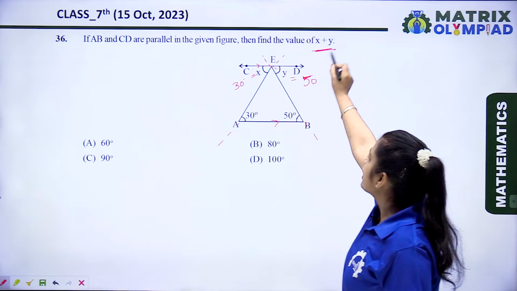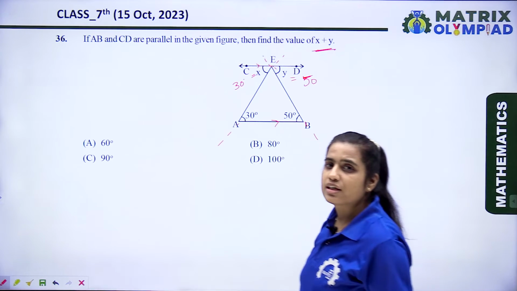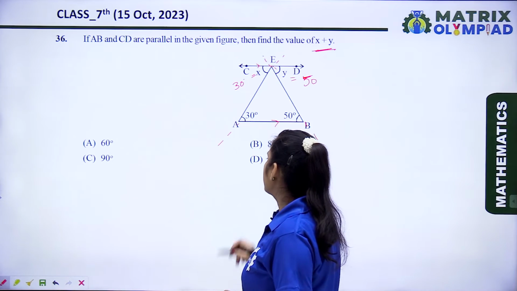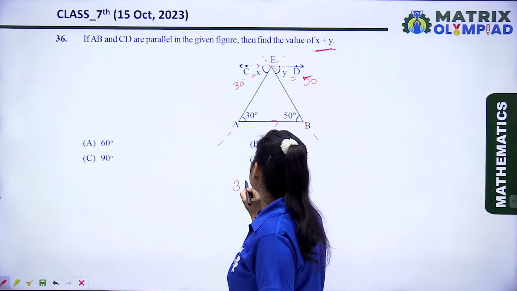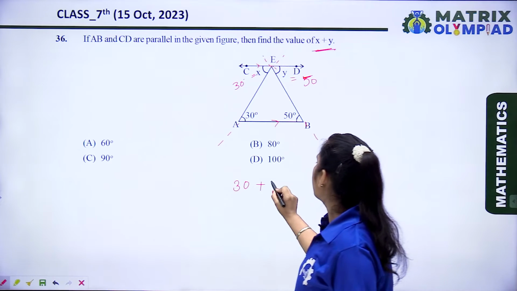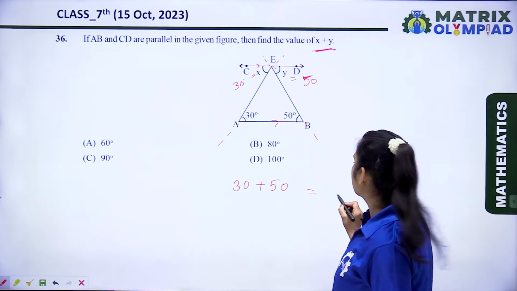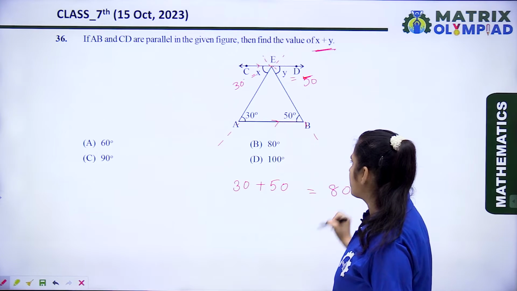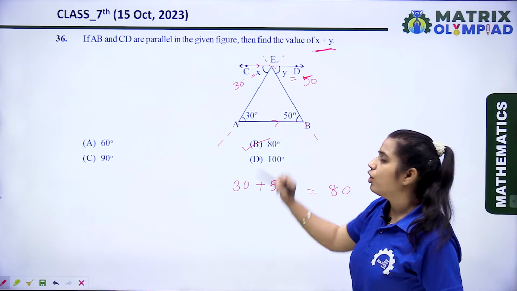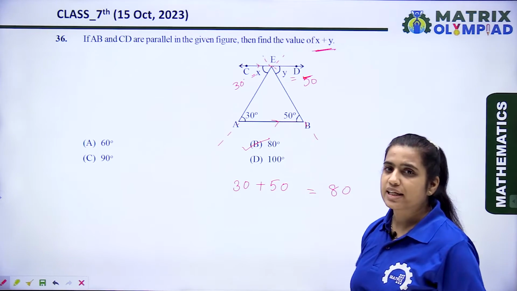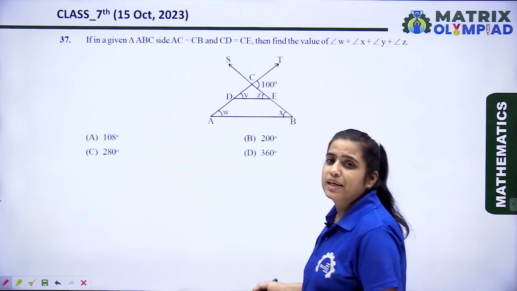Now, we have to find out the value of x and y together. Here x is 30 plus y is 50. So, 30 plus 50, we get 80. So, option B is the correct answer. Now, let's begin with the next question.